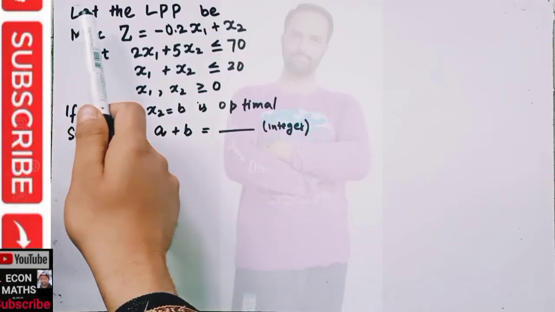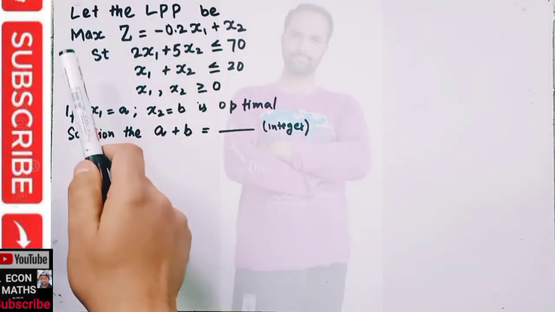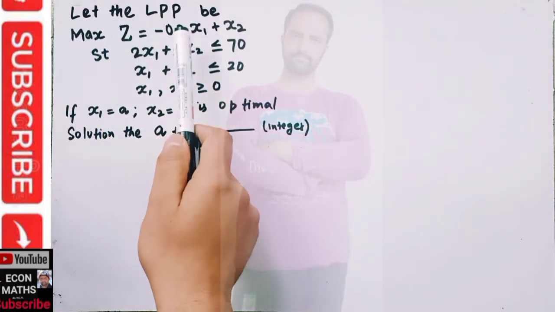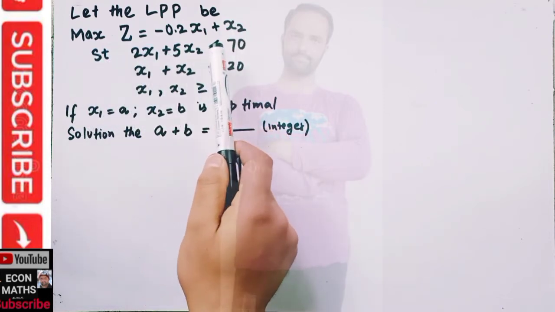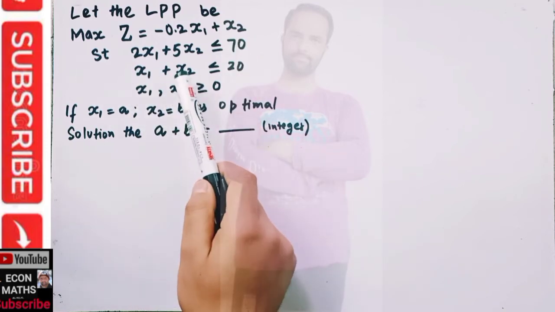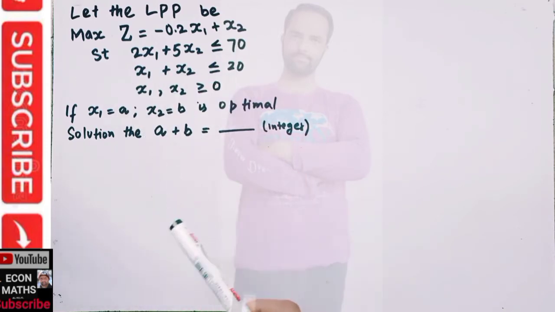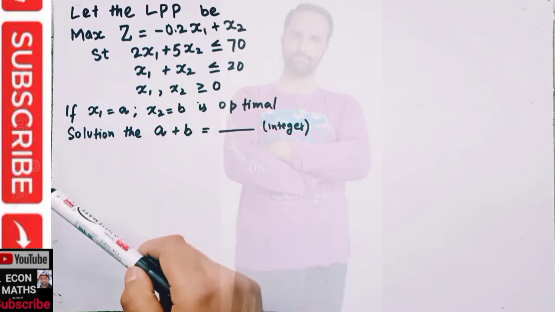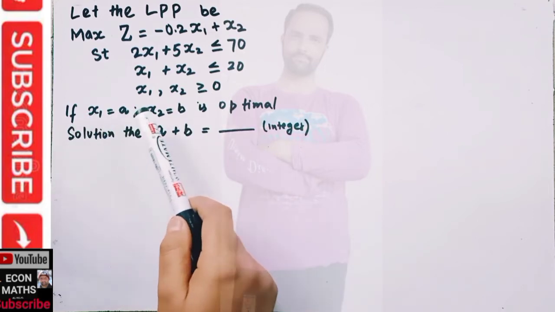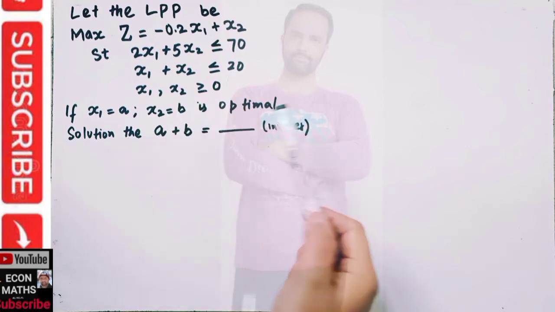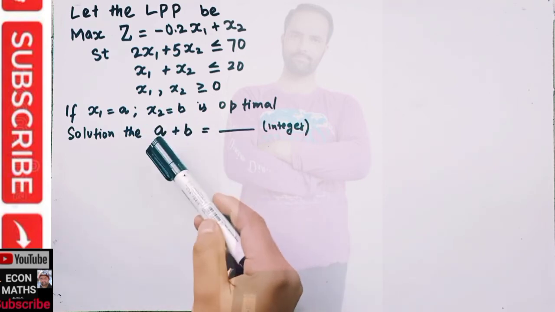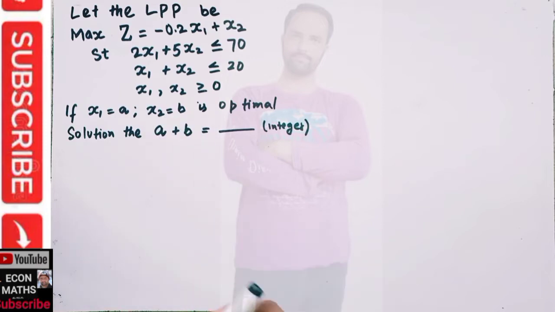The question is like this: let the linear programming problem be maximize z is equal to minus 0.2 x1 plus x2, subject to the constraints 2x1 plus 5x2 is less or equal to 70, x1 plus x2 is less or equal to 20, x1 and x2 are greater or equal to 0. If x1 is equal to a, x2 is equal to b is the optimal solution, then what is the value of a plus b? Okay, we have to find out the solution of this question. That means the sum of x1 plus x2, which are the optimal solutions. Okay, how do we solve this question?